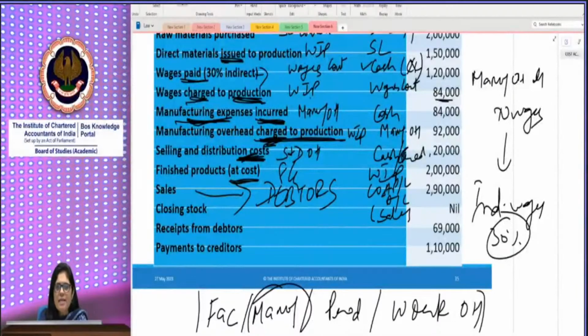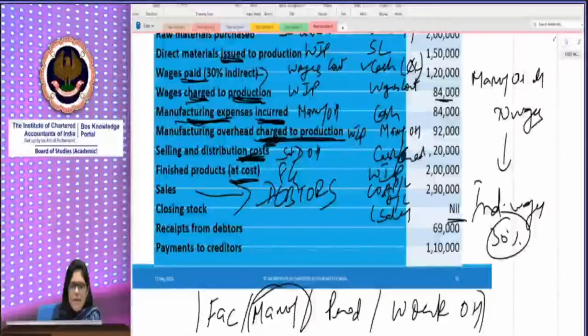So for sales, we used to do CL account debit to costing. No CL account has to be used in integrated. Use debtors account debit. Debtors account debit to sales or costing profit or loss account. Closing stock is nil. Receipt from debtors. This is a normal financial entry.